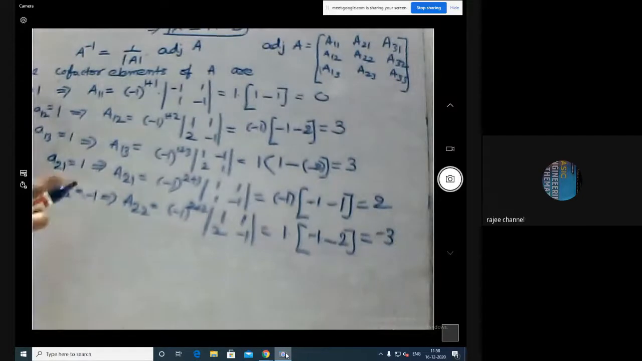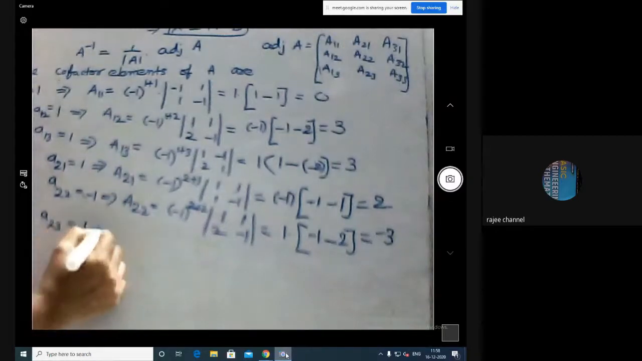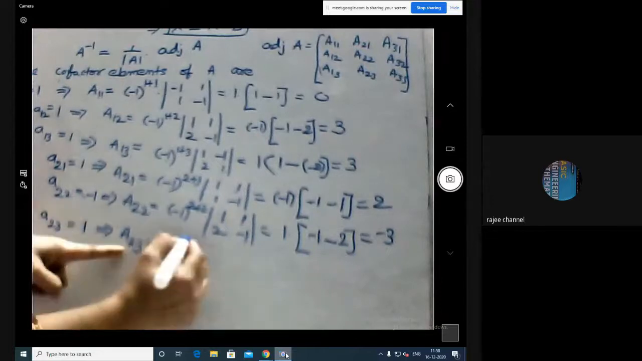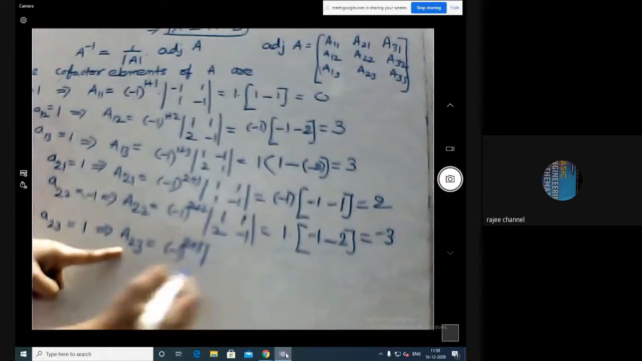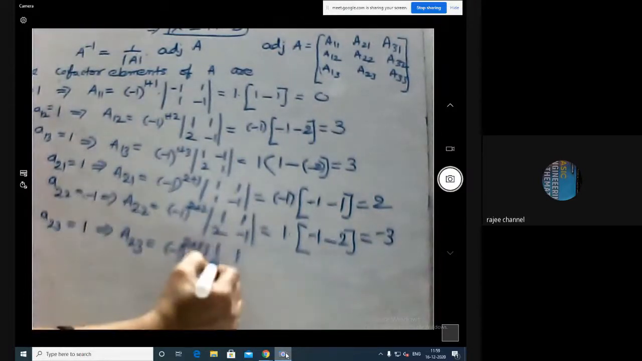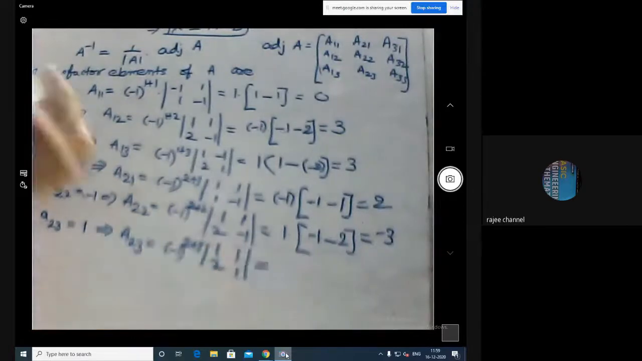Next A23. A23 is equal to 1 here. Capital A23 is minus 1 whole to the power of 2 plus 3 times the determinant value we can take. A23's minor M23 is the determinant of 1 1 2 1.